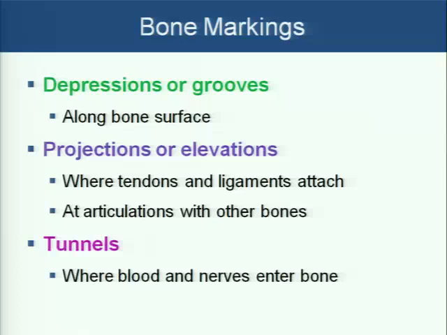The markings are something that you're going to practice a lot in lab. So you have depressions or grooves along the surface. You have projections or elevations. This is where your ligaments and your tendons are going to attach, or where you're going to have an articulation with another bone. And then you're going to have tunnels or pores within the bone for blood and nerves. You also have sinuses, which is sort of like an air cavity.